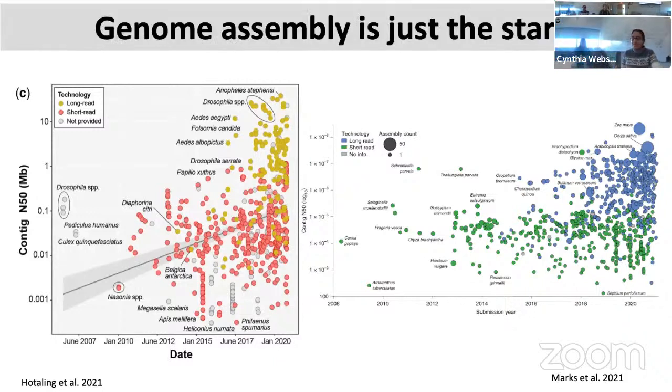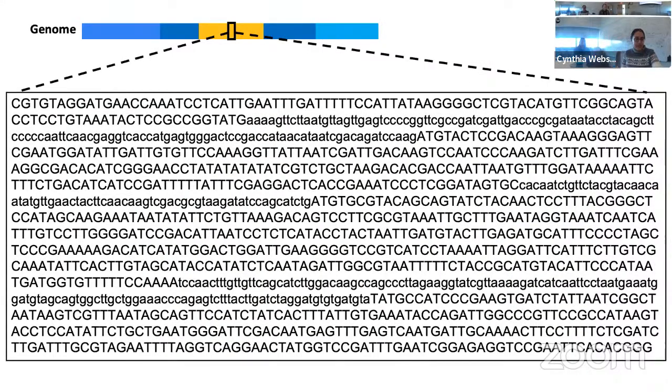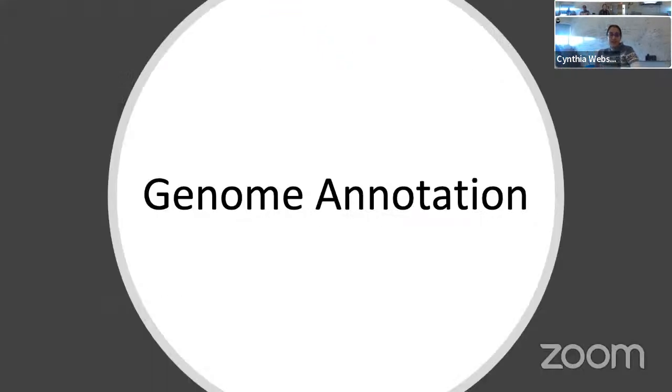Genome annotation remains a severe bottleneck in the pipeline. Essentially, this is what you get after assembling a genome. You have lines and lines of ATGCs, but what does it really mean? That's when genome annotation comes into play.